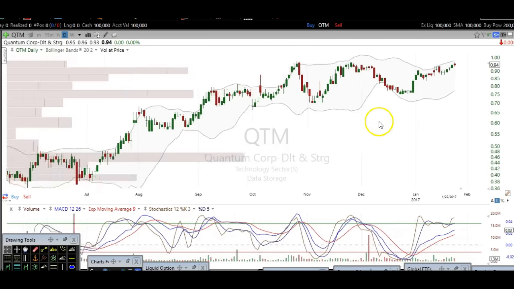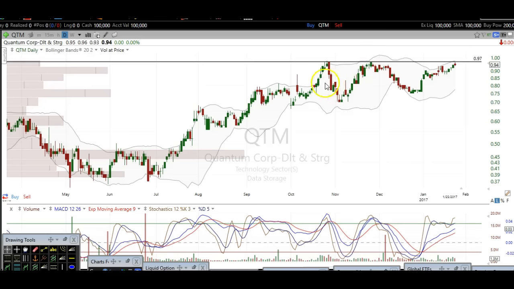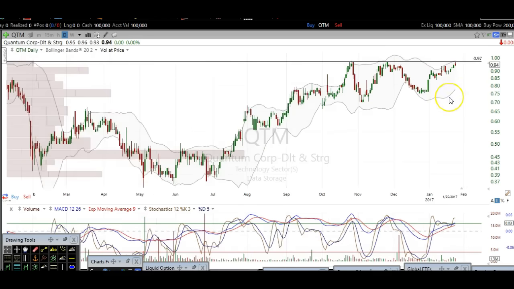Let's see what I can see on QTM. I see resistance right here where we're at, just below $1. You can see resistance here, here, and then today we came up to that level.